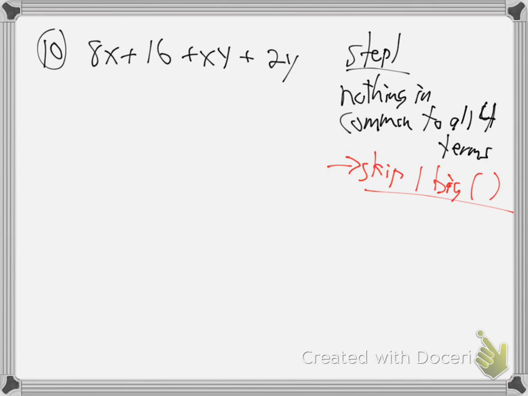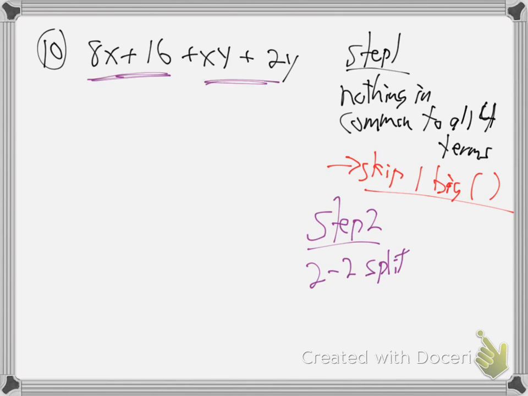Has anybody done these before? You remember? What am I going to do? Yeah, 2, 2. You do a 2, 2. Instead, so that would be step 2 here. Step 2, 2, 2 split. It's called grouping. You make 2 separate groups. Since we can't do all 4, right? There's nothing in common to all 4. They don't all have an x or y or whatever. Just do the first 2. Just pretend the whole problem is just 8x plus 16. What could you do with just those first 2?